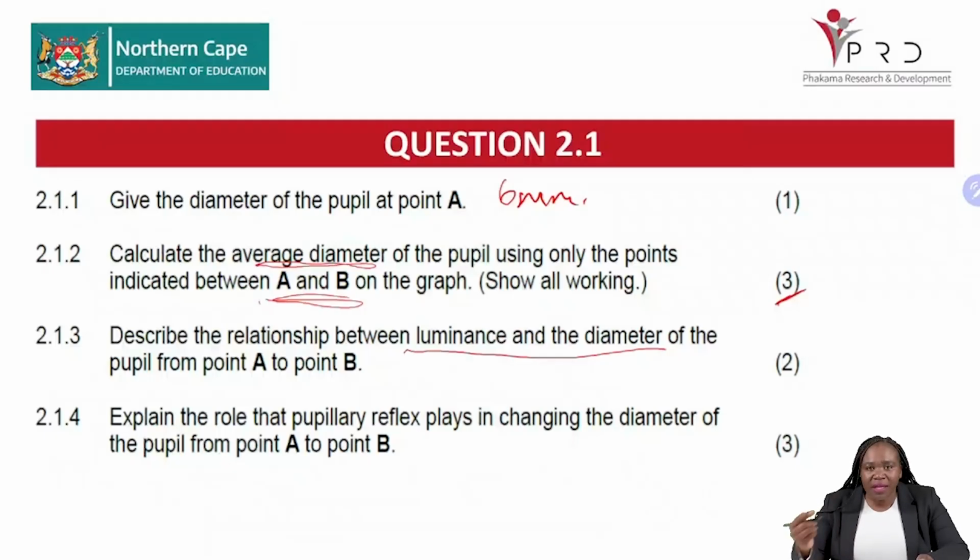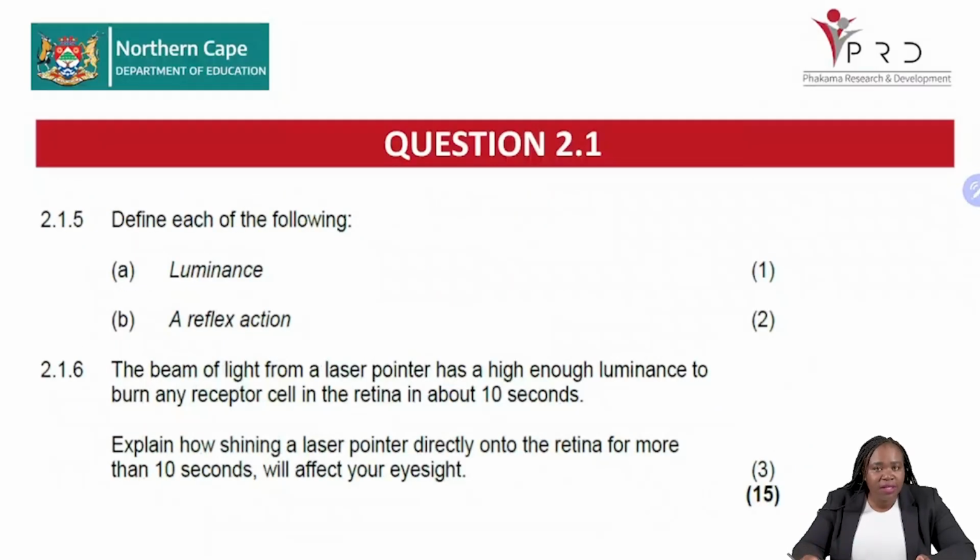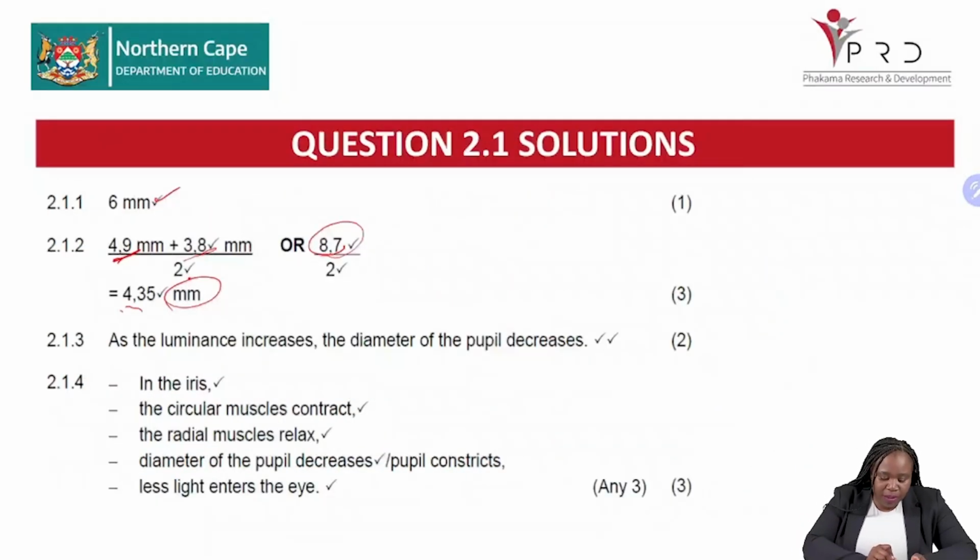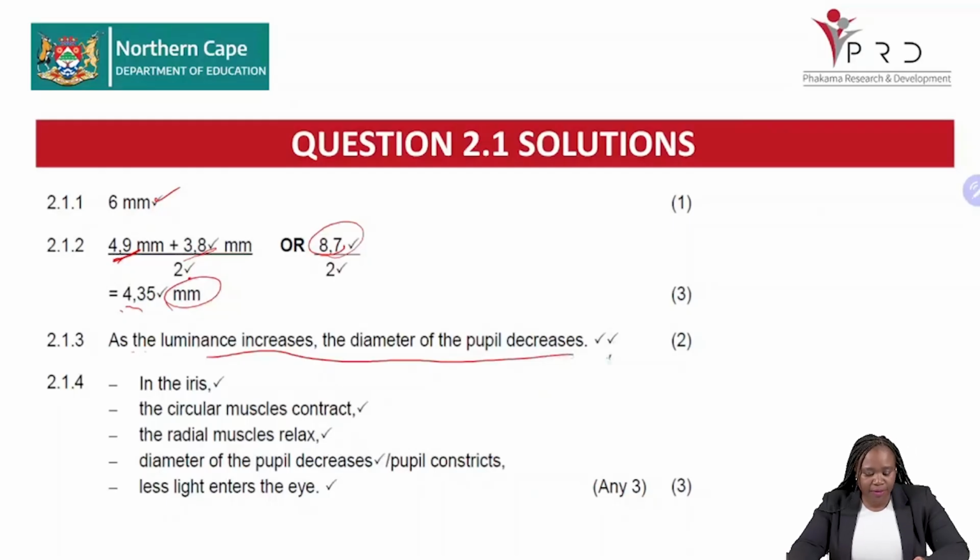pupil. Now, this doesn't end there. As you are understanding that a change in the luminescence causes a change in the diameter of the pupil, you should also understand the different parts that are involved and describe that process, which would probably be in the next coming questions. So here, as the luminescence increases, the diameter of the pupil decreases. Right, that is your 2 marks.